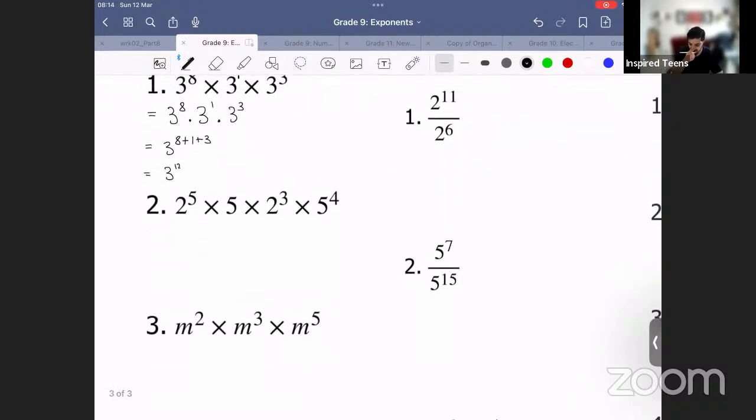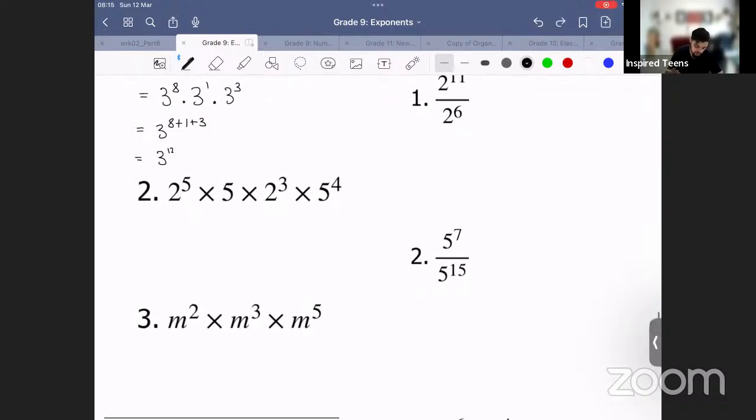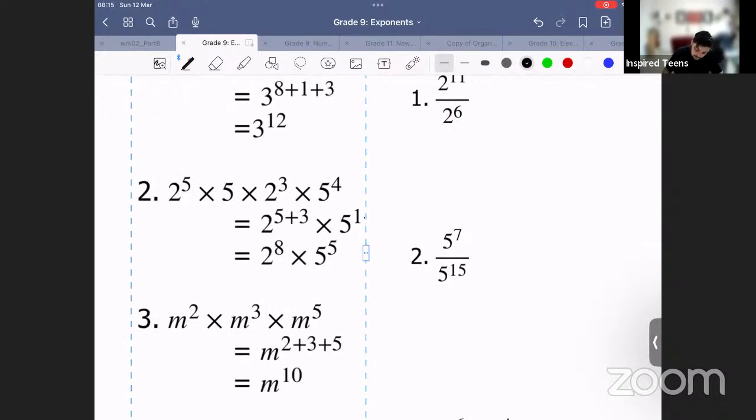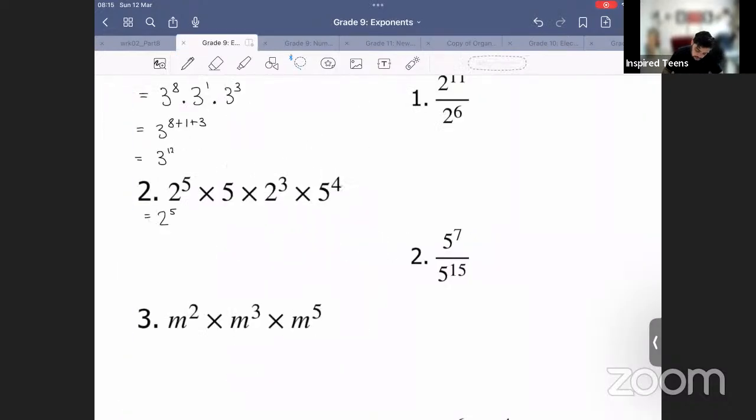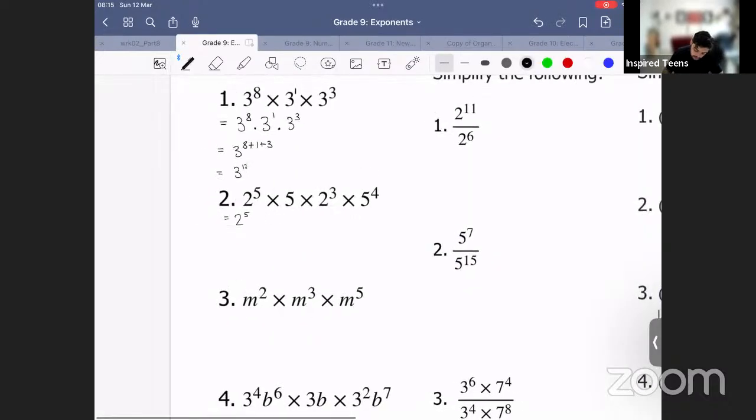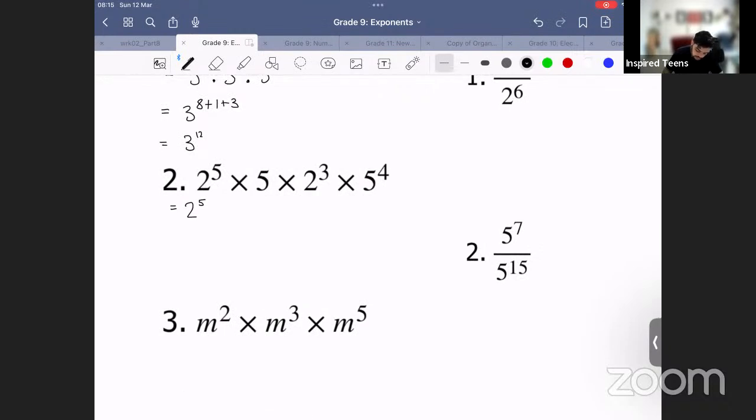As you add all of it together, yes, you're adding the exponents together. So for example, here I have 2 to the power of 5. I'm going to rearrange it to group the 2's. So I'm going to have 2 to the power of 5 times 2 to the power of 3.